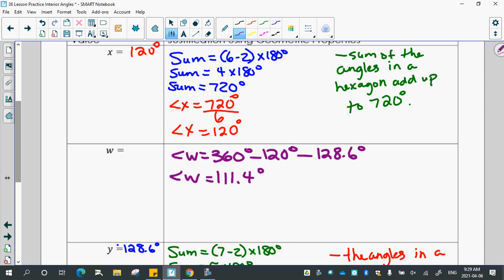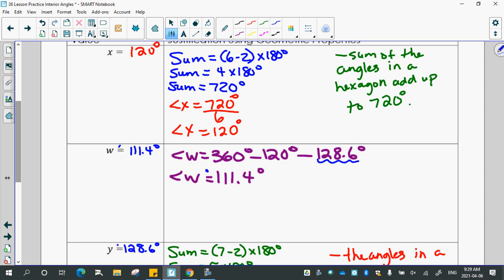Should I use an approximately sign or not, and why? Should there be a dot above the equal sign for angle W? Yes or no, and why? Yep. Yes, because it is approximate, because the rounding is there. So since that is approximate, then this is also approximate. Good.